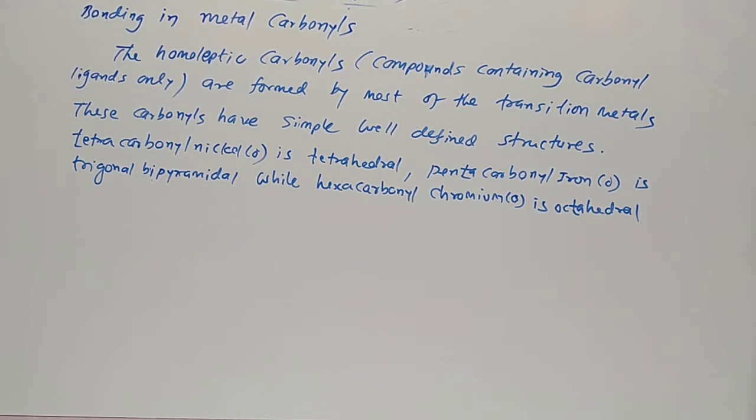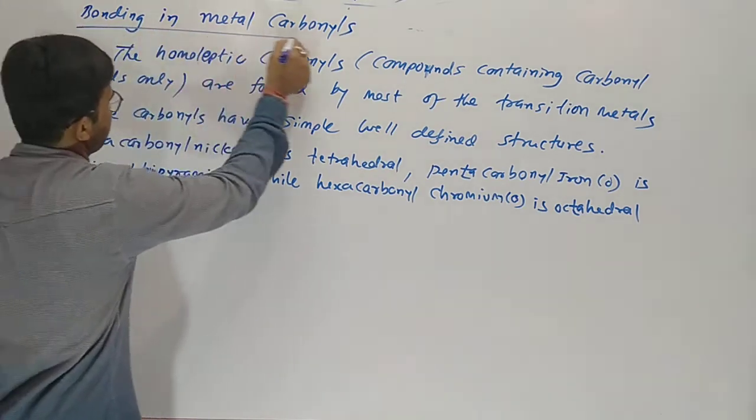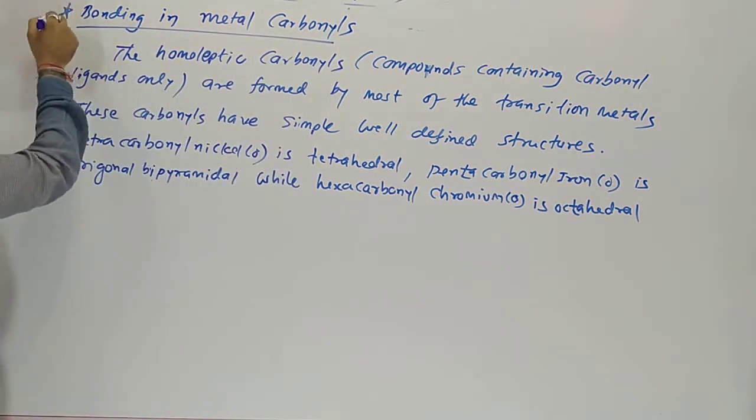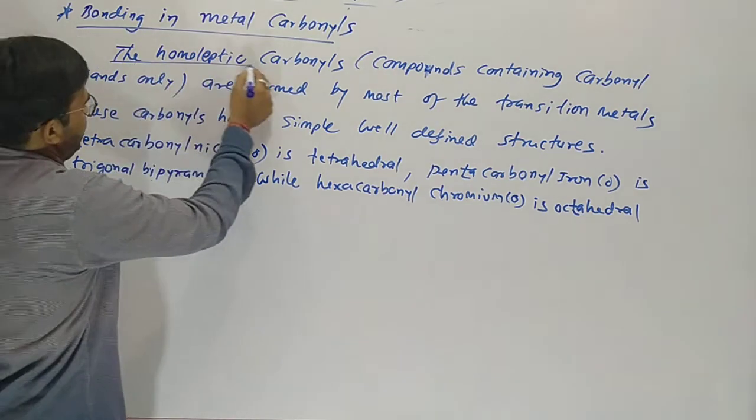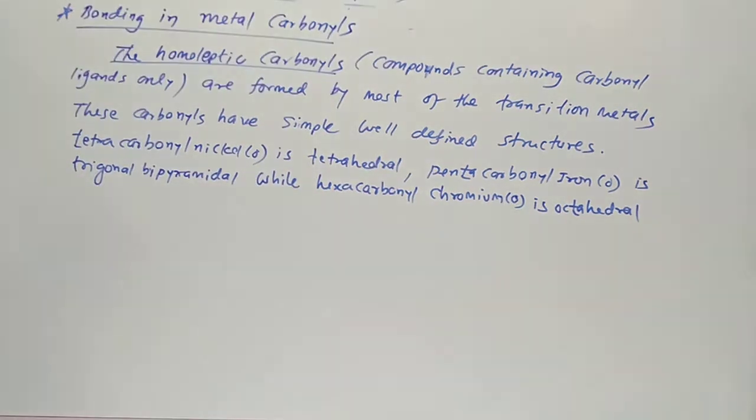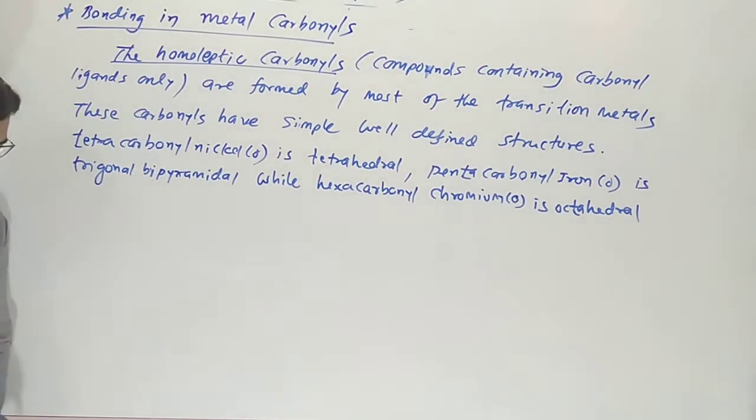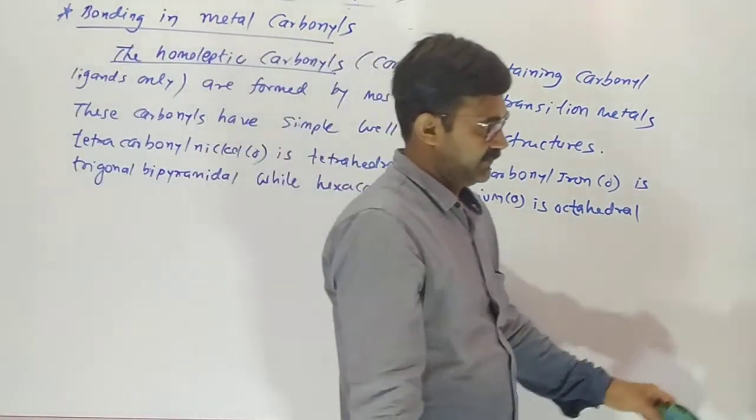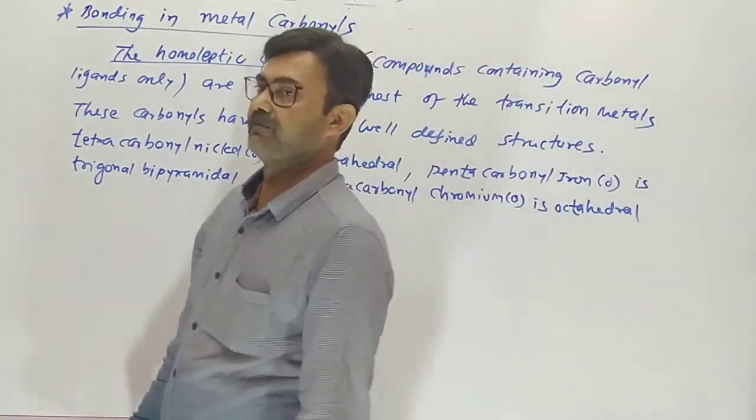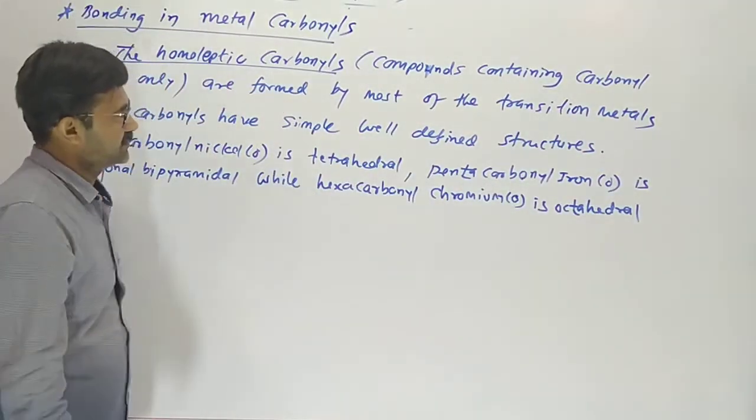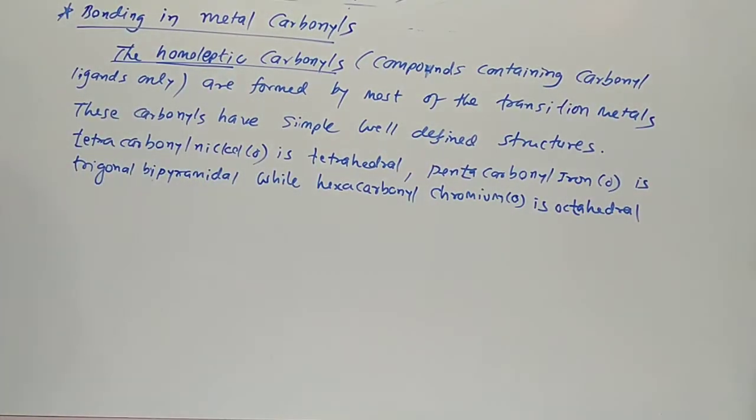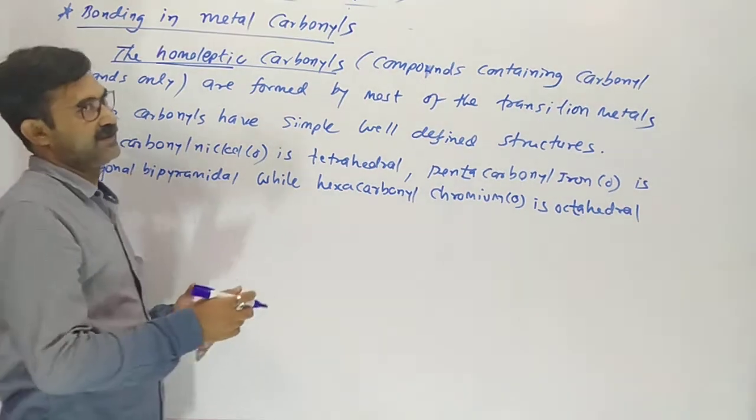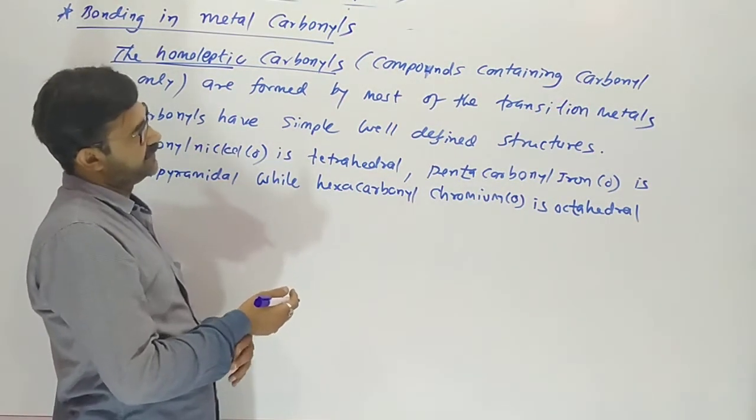Students, we are at a new point, bonding in metal carbonyls. Describe bonding in metal carbonyls, the homoleptic carbonyls. What is homoleptic? Only one type of ligand combining with the metal is called homoleptic. The other word is heteroleptic: the metal combining with two or more types of ligands is heteroleptic.